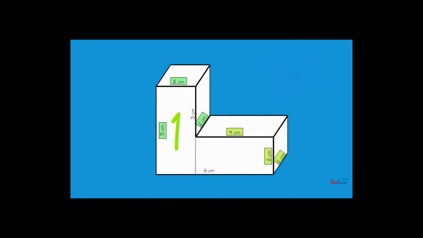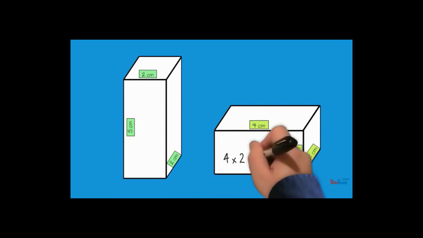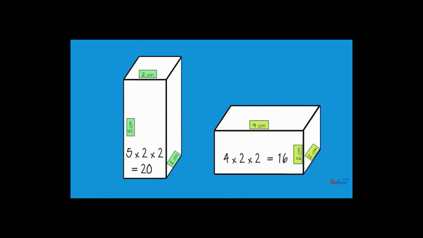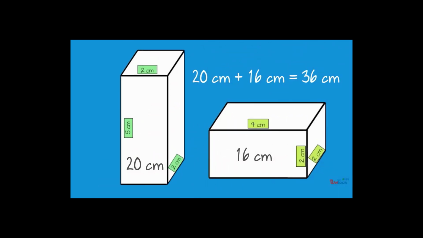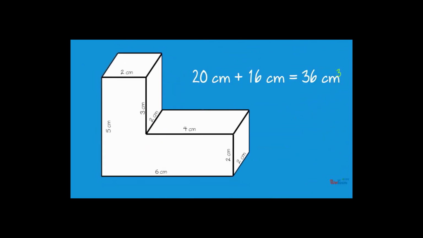Divide that shape up into 2. Find the volumes of each one separately. Add them together, just remember, don't you forget the 3.